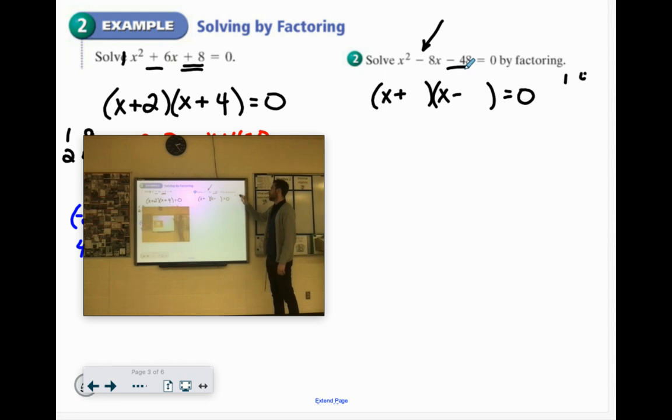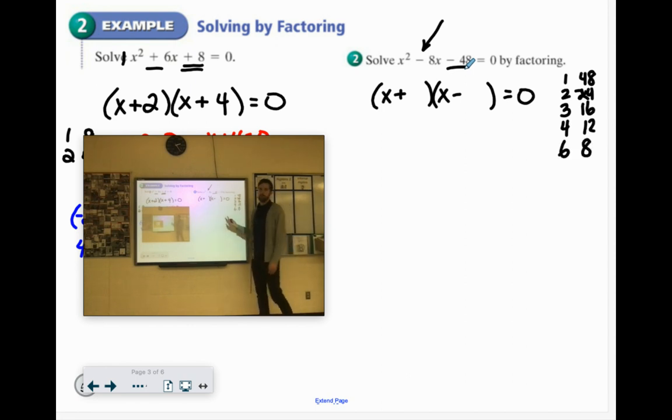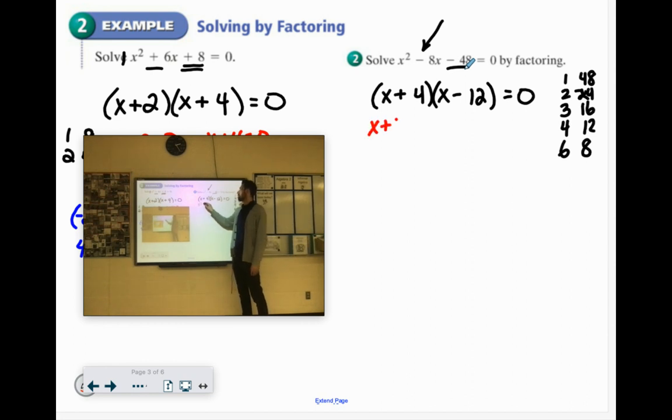So 1 times 48, 2 times 24, 3 times 16, 4 times 12. Those are 8 apart. But we'll finish out our factors. Or 6 times 8. So 4 and 12, it would have to be minus 12 plus 4. And we can set up our two equations. X plus 4 equals 0. X minus 12 equals 0.